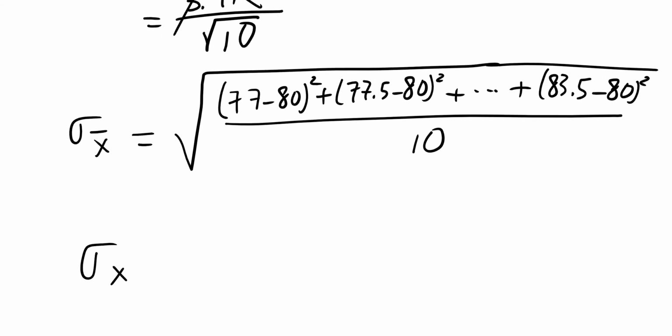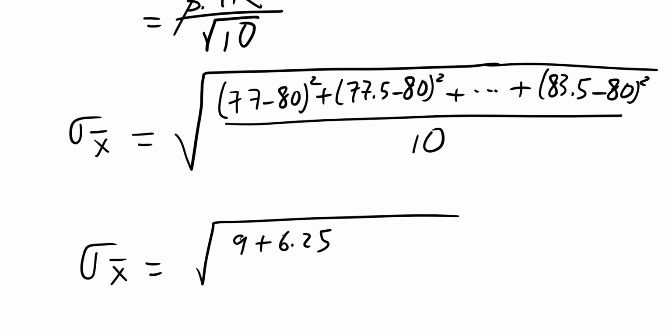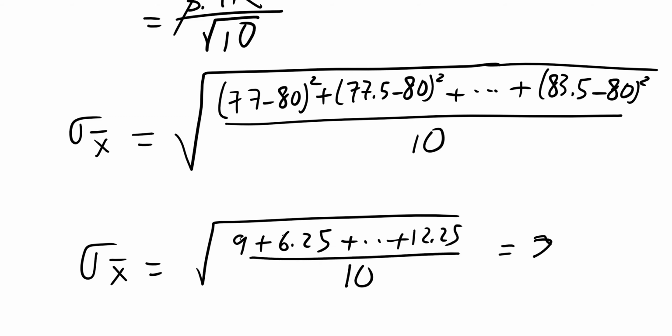And then all we have to do is just add all the numbers up. 6.25 plus 12.25, all that divided by 10. If you calculate it, that would be about 2.09 inches, rounded to 2 decimal places. So what we are going to do here, I'll come back to the other formula.